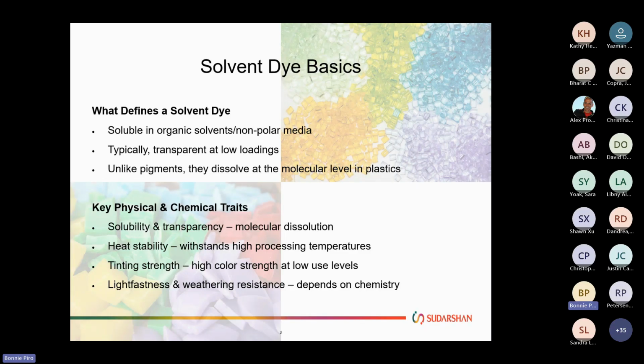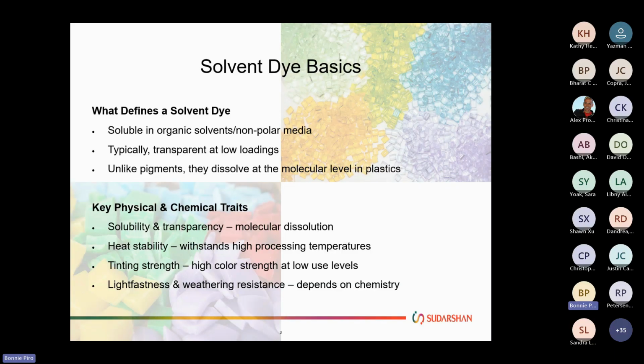From a physical property standpoint, solubility and transparency are the key traits. So it's always good to match up the solubility with the appropriate polymer, because you don't want it to look like a pigment if it's not fully dissolved into the system. Then it just looks like a pigment, and it potentially will give you a more hazy look.